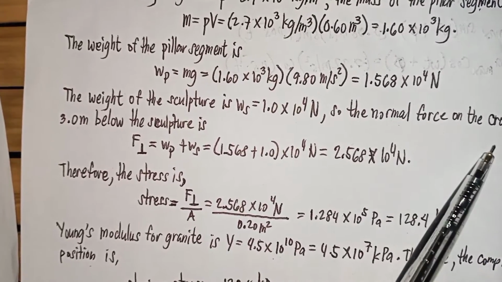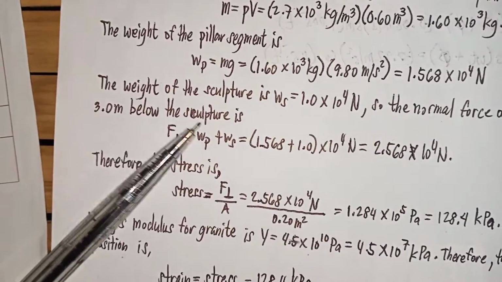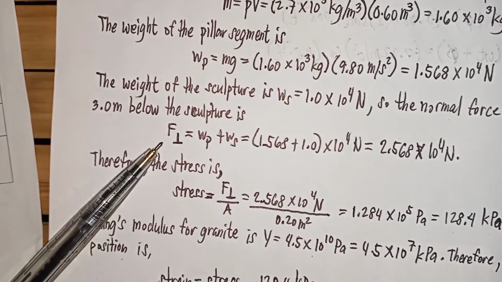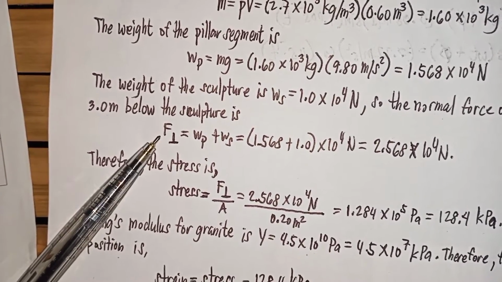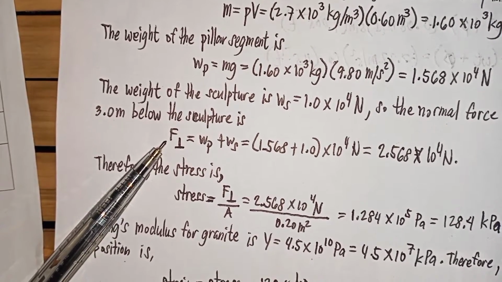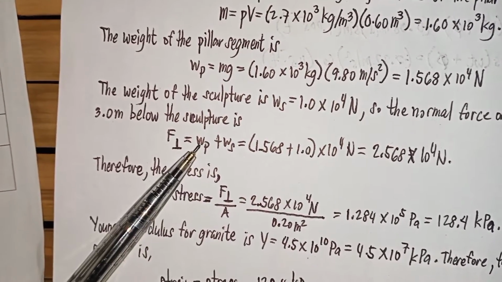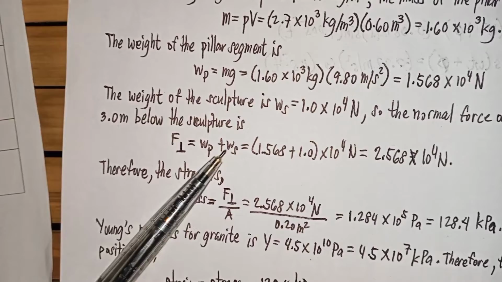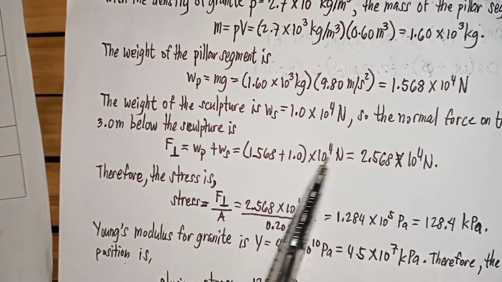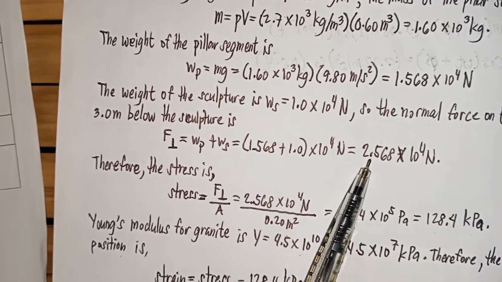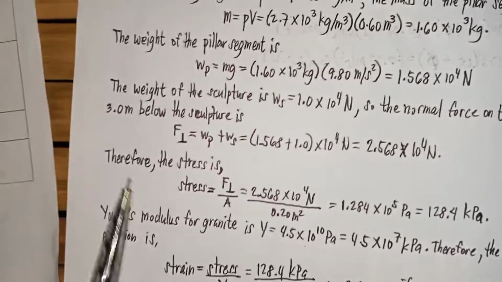So the normal force of the cross-sectional surface located 3 meters below the sculpture. So this is the equation. The symbol for the force acting perpendicularly to the cross-section of the object equals weight of the pillar plus the weight of the sculpture. So substitute, and then we arrive at 2.568 times 10 to the power of 4 newtons.